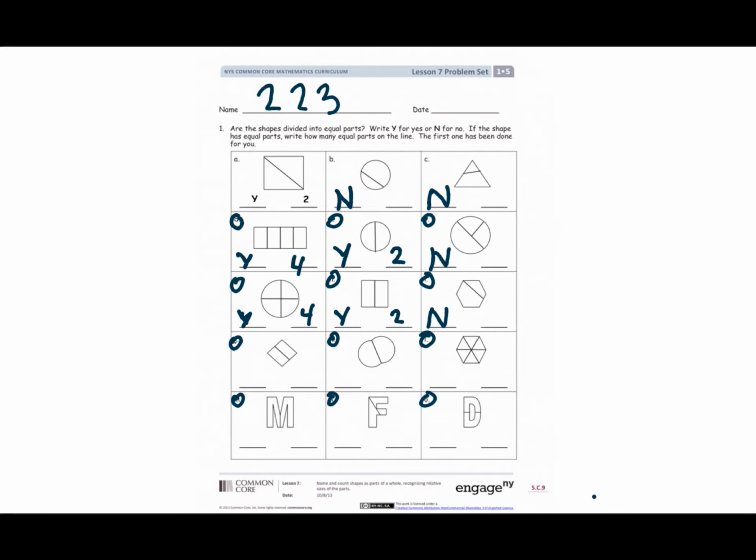Next, I see a square that has 2 parts made into rectangles, and yes, they are equal parts, and there are 2 equal parts. Next, I see some kind of a circular shape, and it has two parts, and those two parts are equal. So yes, they are equal, and there are two parts. Next, I see a hexagon that has 6 parts, and yes, they are equal, and there are 6 parts.